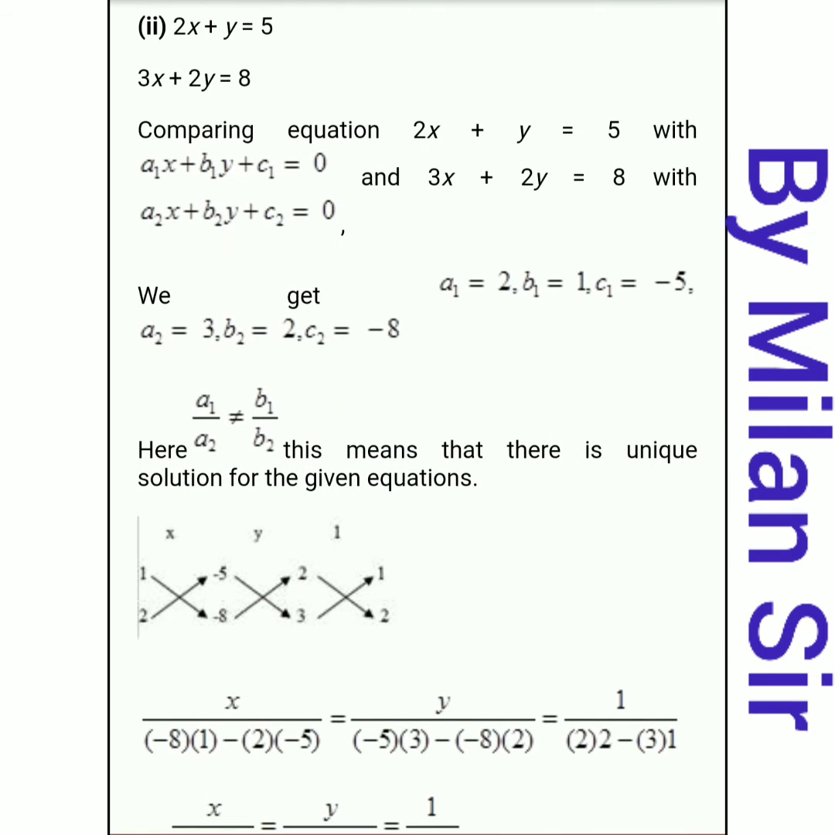First equation, 2x plus y is equal to 5. Second equation, 3x plus 2y is equal to 8. First of all, we need to check this, right? So convert our first equation into standard form. 2x plus y, then transfer this 5 to the left hand side, it becomes minus 5, is equal to 0. This is our equation number 1.